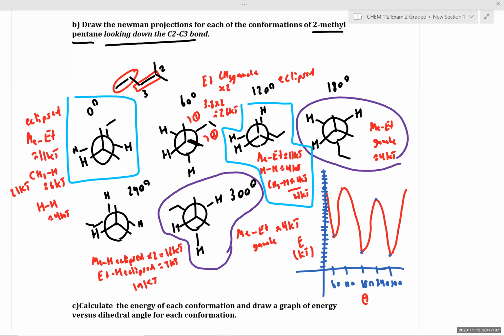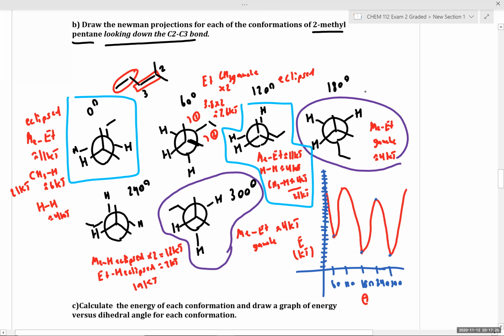One more 60-degree rotation. We have our methyl and ethyl lined up, our hydrogen and methyl lined up and eclipsed, and our hydrogen and hydrogen lined up and eclipsed. And as a result, that gives us about 21 kilojoules of strain. It's exactly identical to the 0-degree structure.